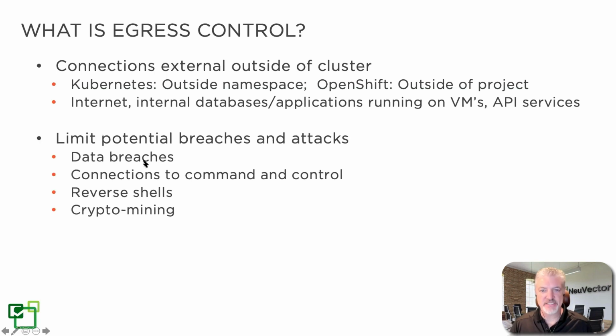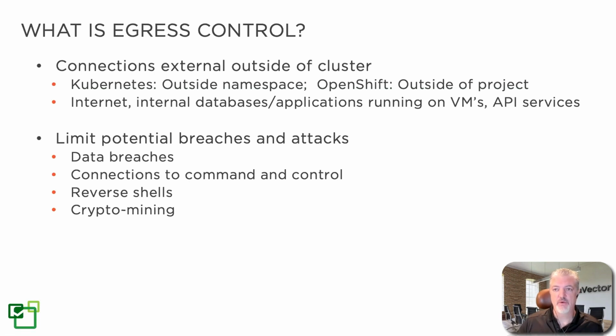Limited potential breaches and attacks. So these are some examples of the kind of things that we're trying to prevent. Data breaches is the easy one, right? That's if your data ends up leaving, someone takes that package and runs with it. That's obvious. Connections to command and control and reverse shells, that also is a big one.